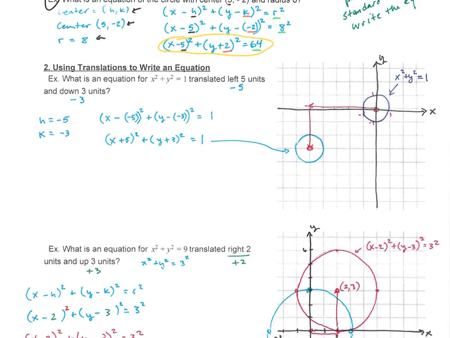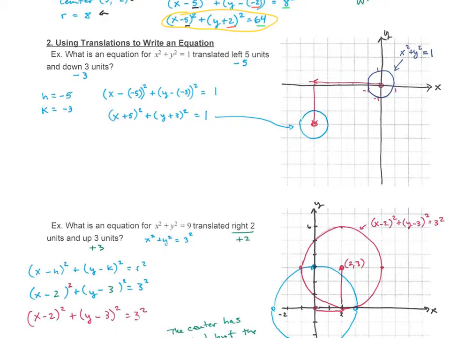As we go into translating to write an equation, it says, what is the equation for x² + y² = 1, translated left 5 units and down 3 units? What I've done here is say left 5 units is going to be -5, and down 3 units is going to be -3, as I put them into my equation.